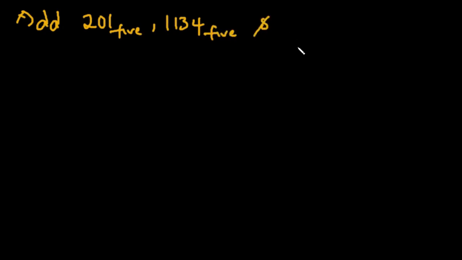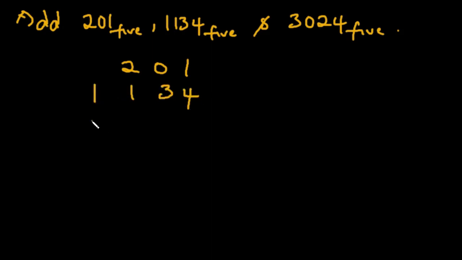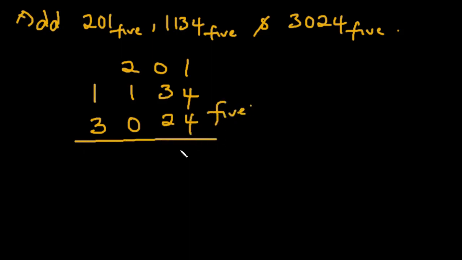Second example, we have to add 201 in base 5, 1134 in base 5, and 3024 in base 5. So we have 201, 1134, 3024, all of them in base 5. So we want to add it together. So 1 plus 4 is 5, 5 plus 4 is 9, but 9 is greater than 5.